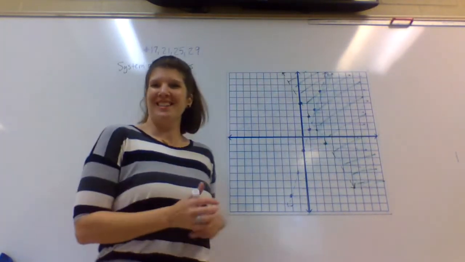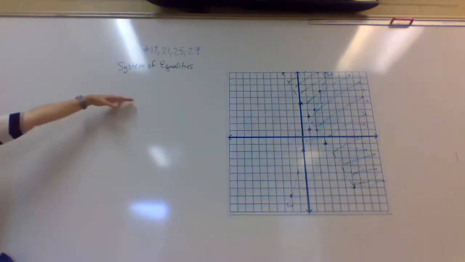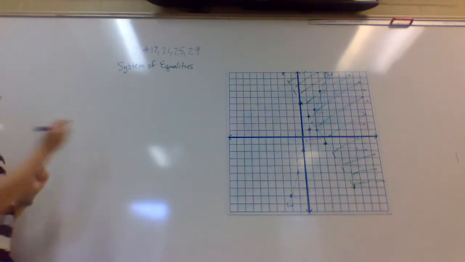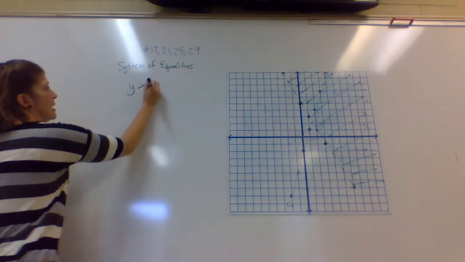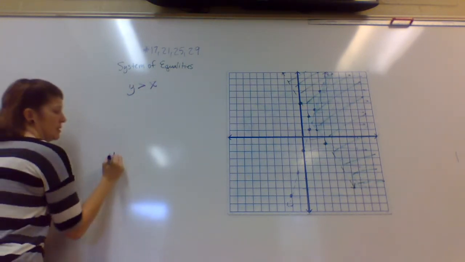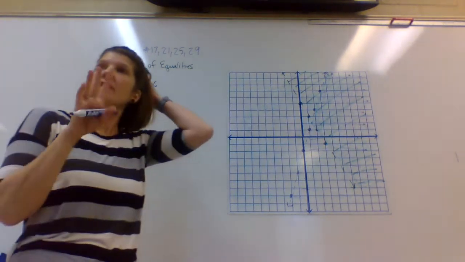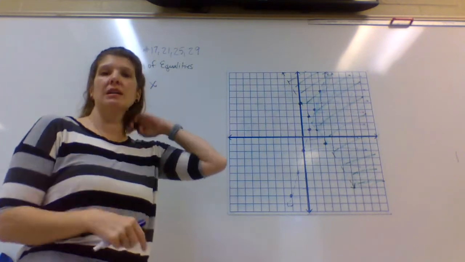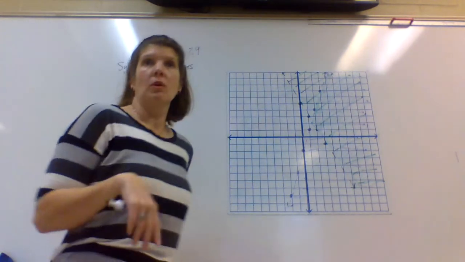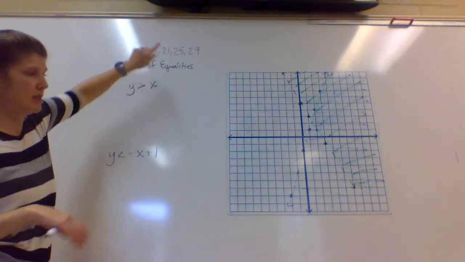You're not going to be able to access graph paper. But 17 says y is greater than x. And the other one says y is less than negative x plus 1. So we're going to graph them both on the same graph and see where they overlap. Again, if you've already got it, stop the video or go on ahead of me, because this is number 17.